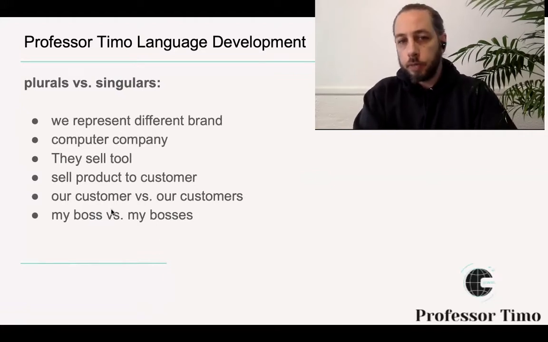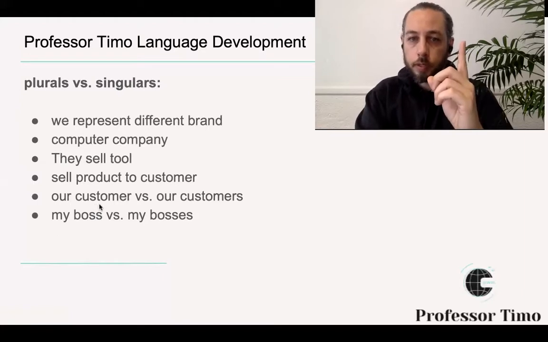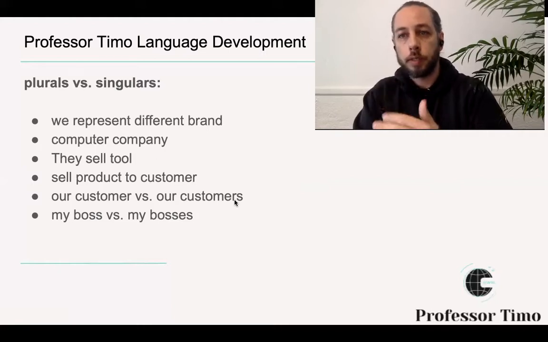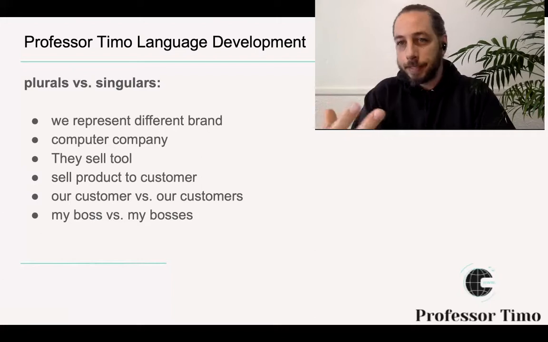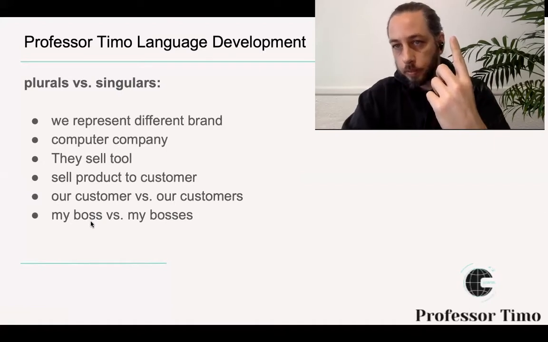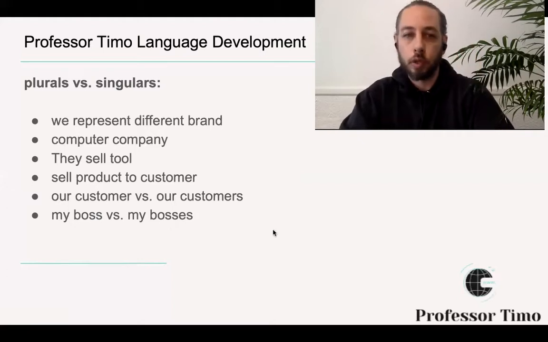And lastly, I wanted to give you some things to compare. So let's take the one on the left, our customer. That just means you have just one customer. And if you make it plural, our customers means that you have more than one customer. Same thing down here. My boss means my one boss. And if you say my bosses, that means you have more than one boss. So like we said earlier, sometimes when you make it plural, you add an extra syllable. So the singular, boss, is one syllable. The plural, bosses, makes it a two-syllable word.